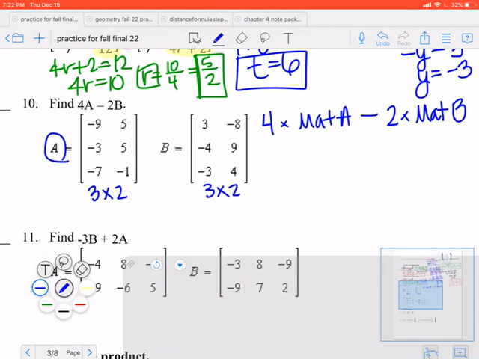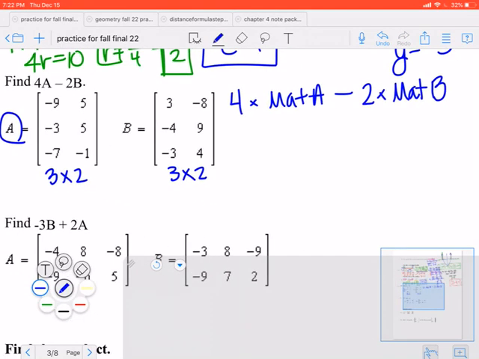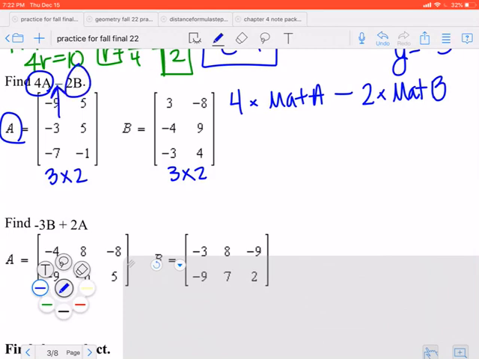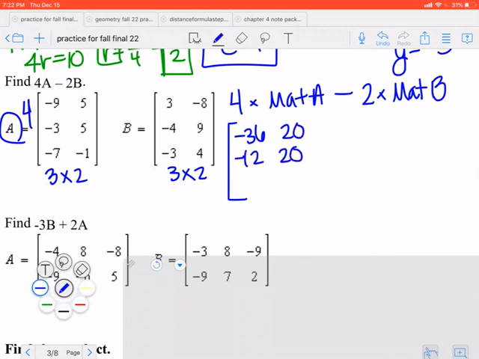You could also do it longhand. So we have to multiply before we can subtract. So I'm going to take matrix A and do, it's called scalar multiplication. Multiply all those numbers by 4. So that would give us negative 36, 20, negative 12, 20, negative 28, negative 4.